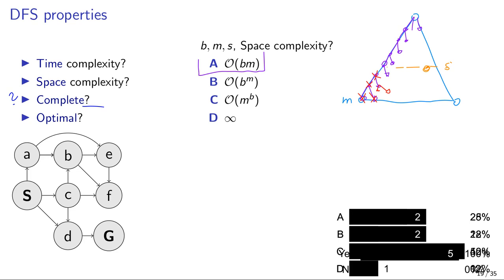Yeah, it's a bit of a tricky question, but in general, it's not. And the reason is that m actually can go to infinity. Even if the goal is at a finite depth, like the S, this part can really go to infinity. So in general, it's not complete. Of course, depth first search can be implemented in a way that it's complete, like limiting the depth, but in general, it's not complete.